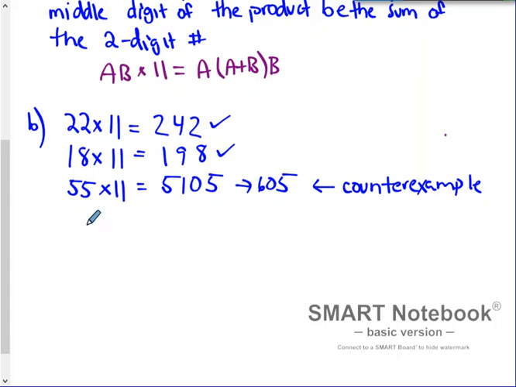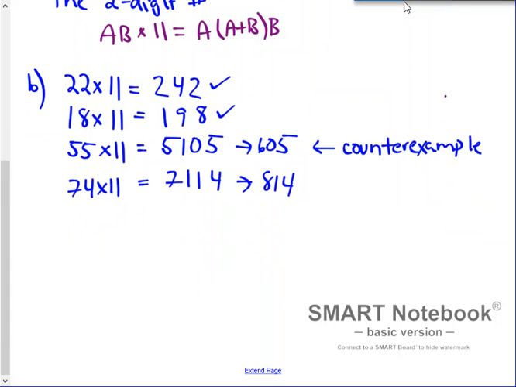I could do like 74 times 11. So using my trick, it should be a 7 and a 4, and then 7 plus 4 is 11. And it should be 814. Okay, so I can find more counterexamples. But we were just required to find one, but there is more.